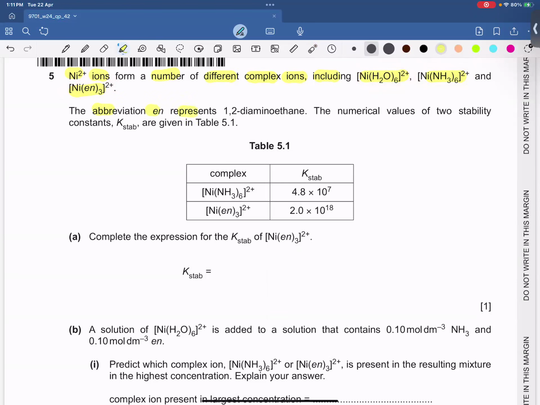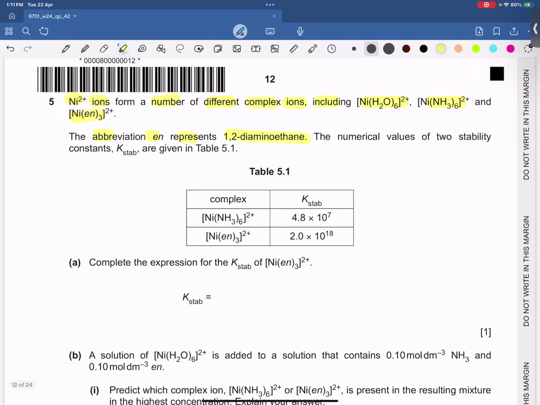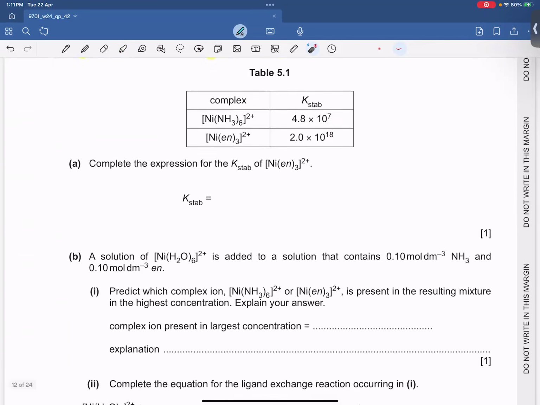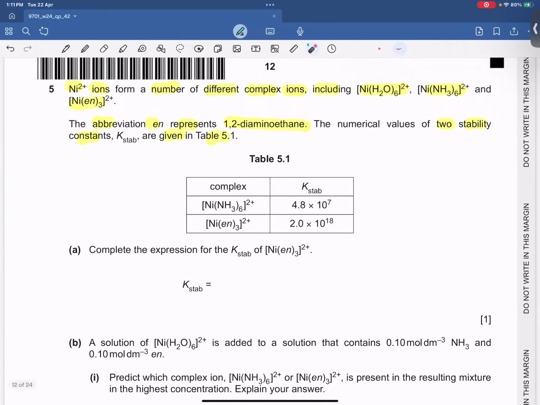The abbreviation En represents ethylene diamine, which is also called 1,2-diaminoethane. The numerical values of the two stability constants are given in the table. Look at the explanation. This is the highest stability constant and this one is the lowest one. So the examiner has given these two. Okay, let me check one thing. Let's draw the equation first. This is aqueous nickel 2 ions.